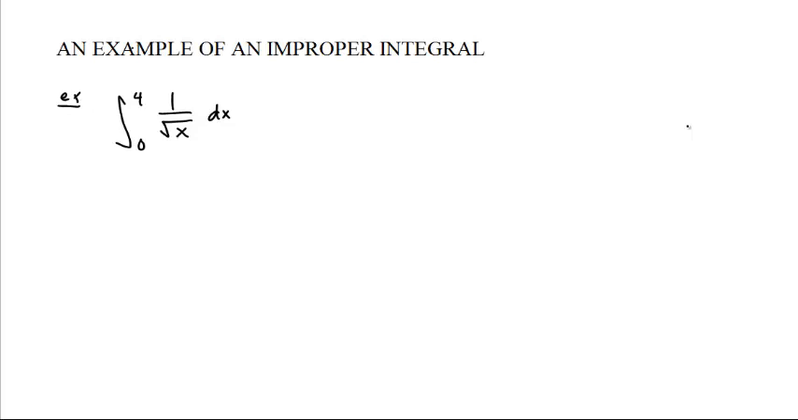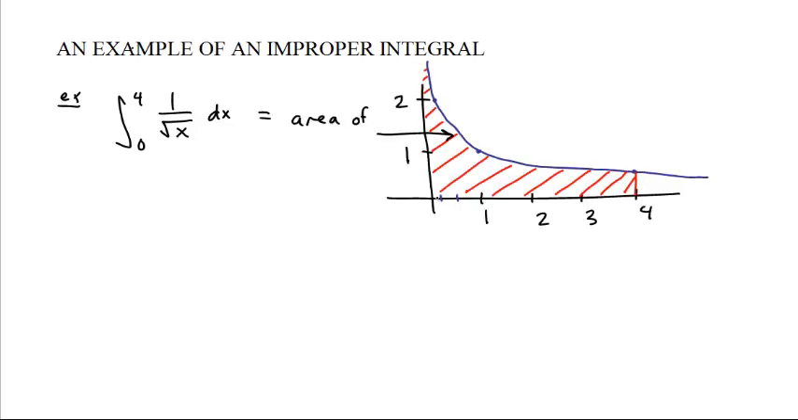An example of an improper integral. Let's look at the integral from 0 to 4 of 1 over square root of x dx. That is, what we're talking about is the area from 0 up to 4 under the curve. I'll write it y equals 1 over square root of x. So 1 over square root of 1 is 1, 1 over square root of 4 is 1/2, and so on.